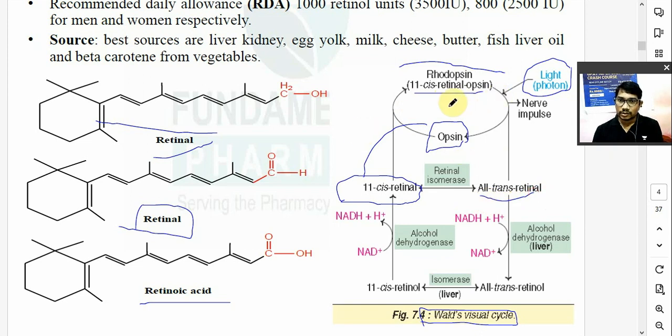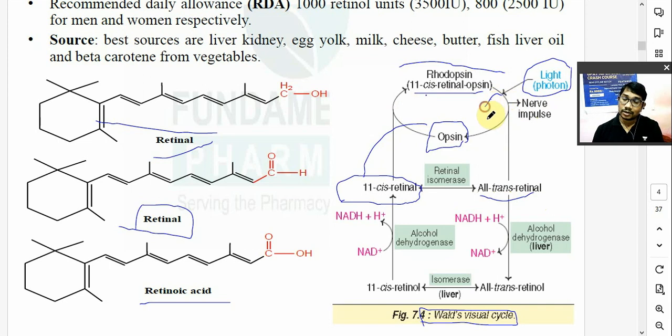ठीक है, ये जो response है, that response is carried by GPCR, and there is a hyperpolarization of this retinal cell, and that sends a message to the brain for the response. ठीक है, तो ऐसा होता है वो. So 11 cis retinal plus opsin of your retina, they will combine together to form a rhodopsin.